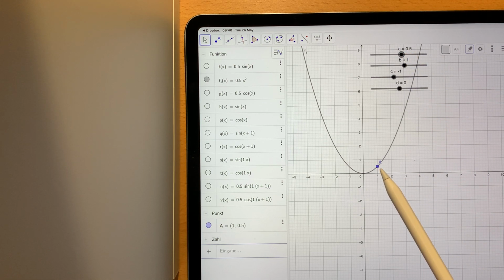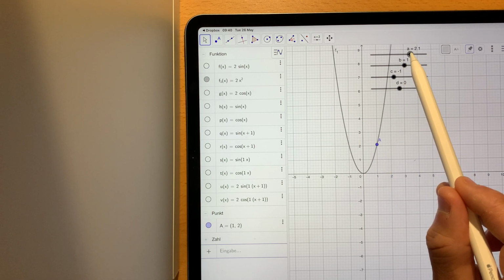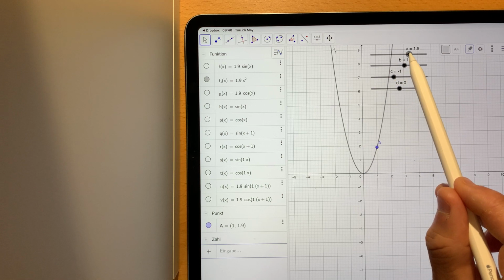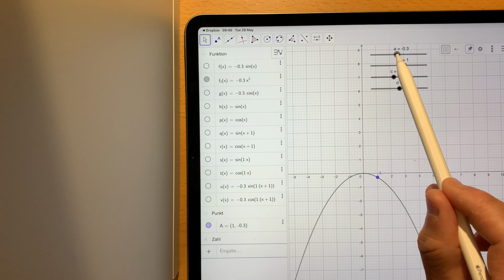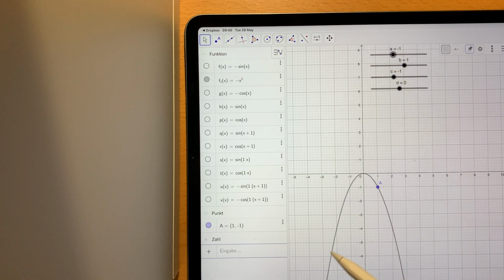As I go down, let's go to 0.5. It will be a vertical shrink. So it came down from 1, 1 to 1, 0.5. So A seems to be a vertical stretch. Well, clearly, as I go for a negative number here, it will be a sad parabola.